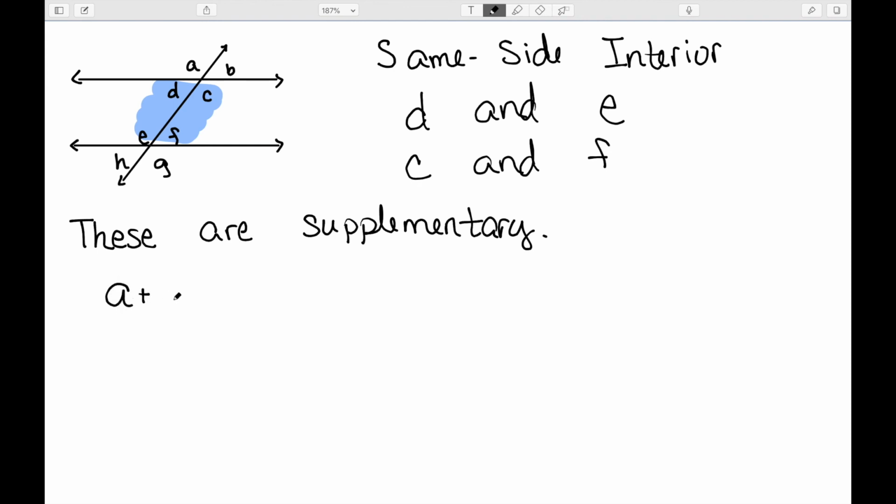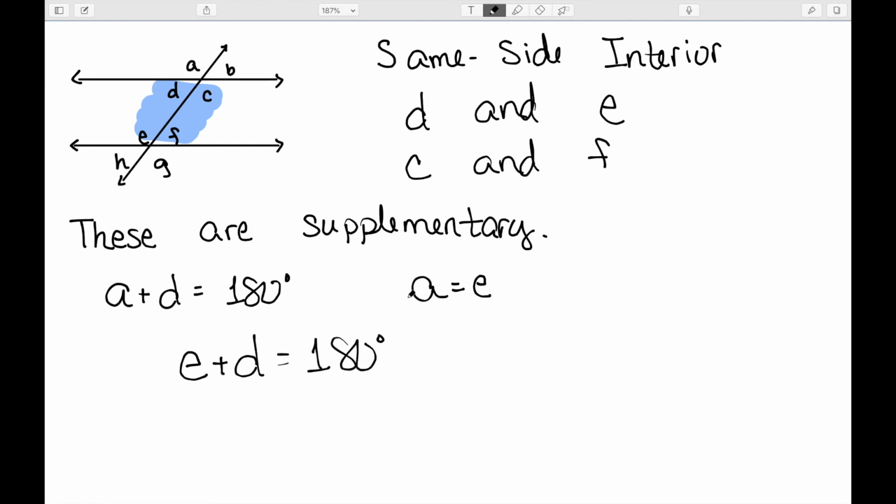I can see this because I know A plus D is 180 degrees since it does lie along a line. In addition, I know that A is equal to E since A and E are corresponding angles. So I'm going to write E plus D, since A and E are the same, equal to 180, which tells me that my same side interior angles do add to be 180, so they are supplementary.